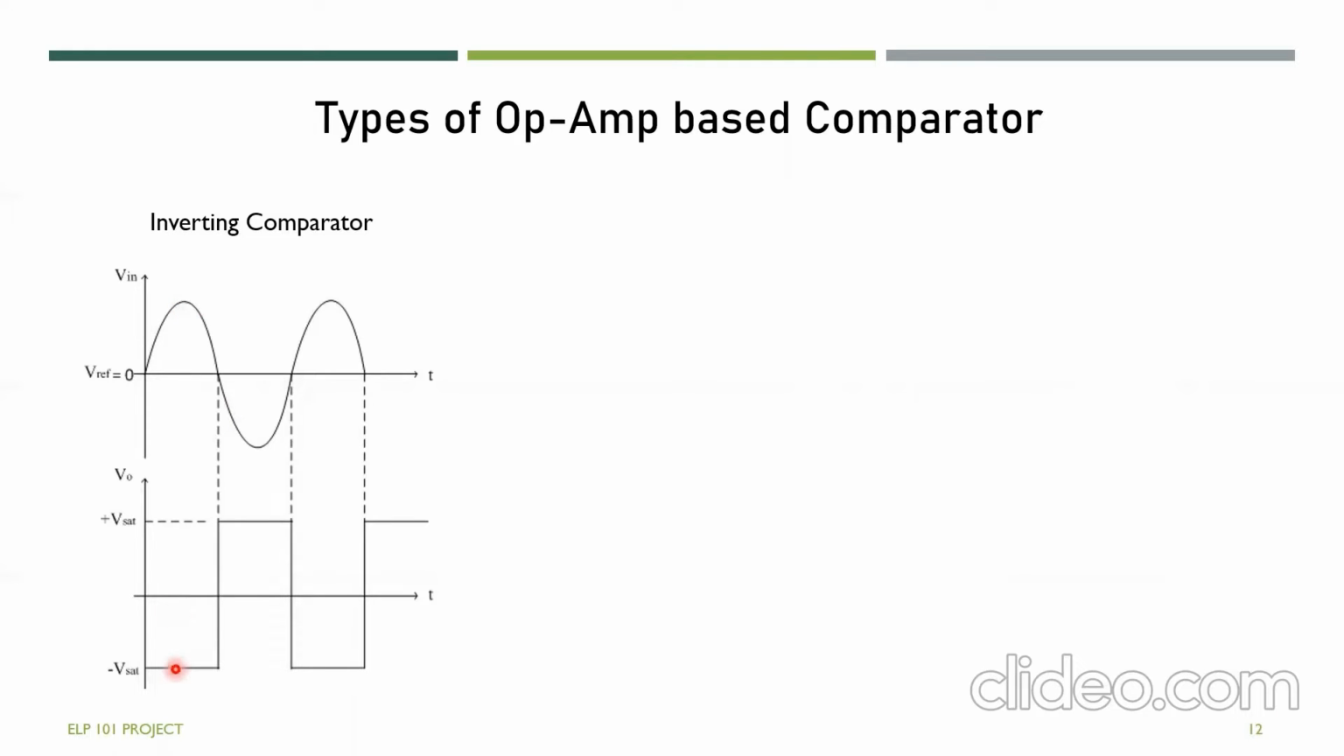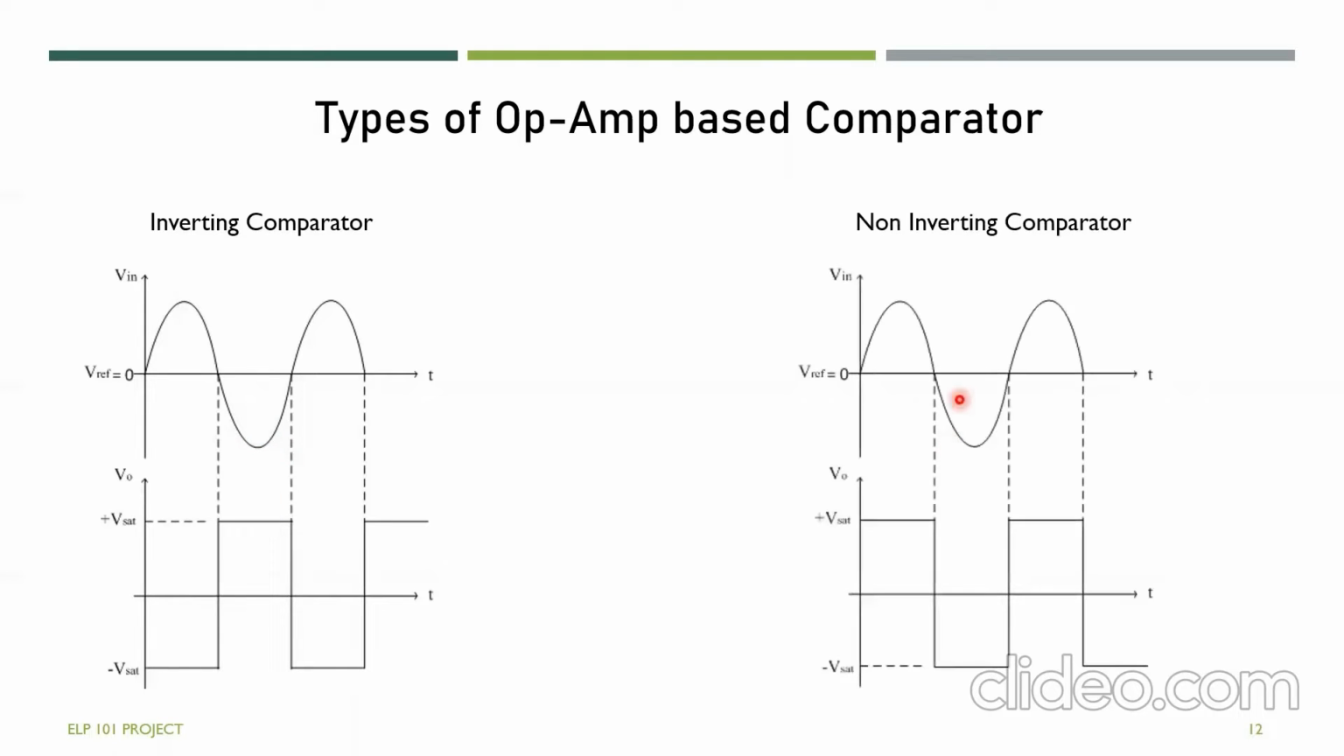So comparing this in terms of conversion, if we see, the peak of the analog signal here gives the lowest value, whereas the lower peak of the analog signal gives the highest value in case of an inverting comparator. Whereas in case of a non-inverting comparator, the highest peak of the analog signal corresponds to the highest value of the digital value, and similarly in the other cases as well.